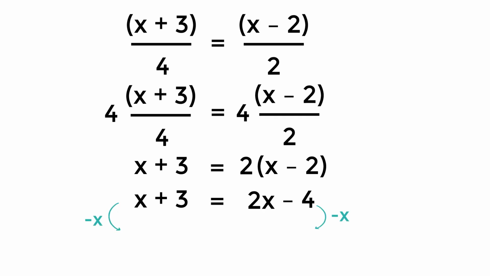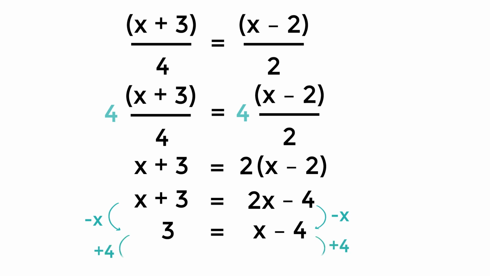Now, subtract x from both sides to bring the variables together. On the left, x minus x cancels out, leaving 3. On the right, 2x minus x becomes x. So we get 3 equals x minus 4.